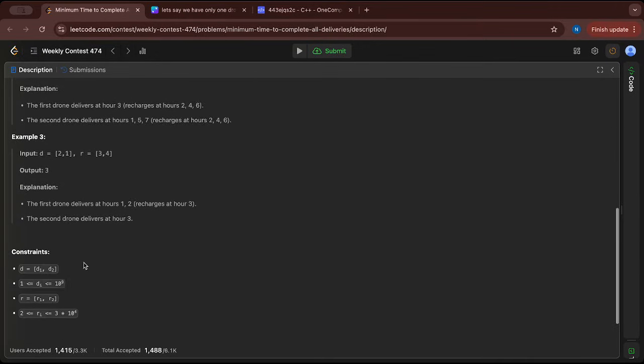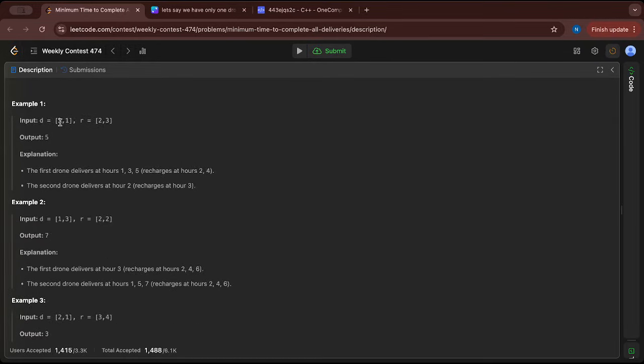The constraints are: D1, D2 are up to 10^9, and R1, R2 are up to 3 times 10^4. For example, let's take 3 1 and 2 3. The first drone can deliver at hours 1, 3, 5 and recharges at multiples of 2, which are 2 and 4. The second drone delivers at hour 2 and recharges, delivering at time 3. So in this way the total deliveries can be done within 5 hours. So the answer is 5.